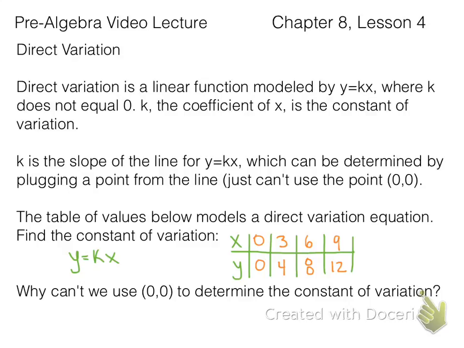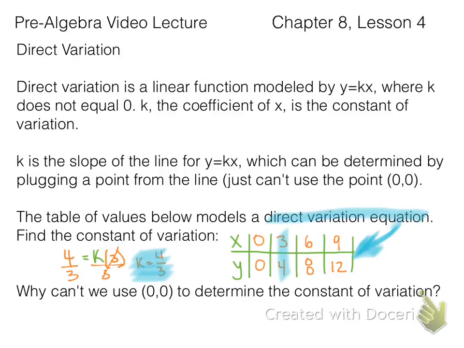So what we can do is replace x and y with a point, and in this case I'm going to use 3, 4. So I'm going to replace y with 4 and x with 3. Then I'm going to solve for k, because k is the direct variation. So I'm going to divide by 3 on both sides, and k equals 4 over 3. And again, the 3's cancel out. So that's the constant of variation for the equation that is modeled by those points.